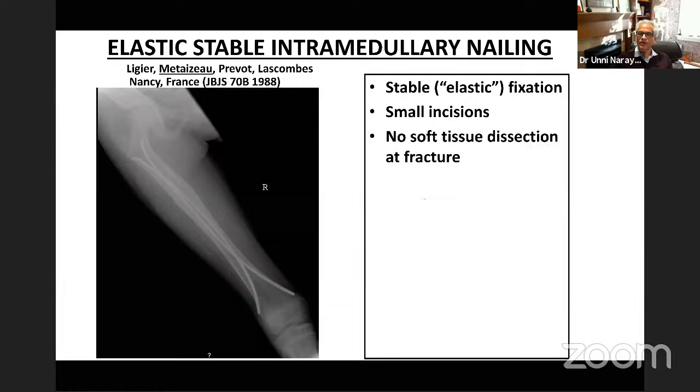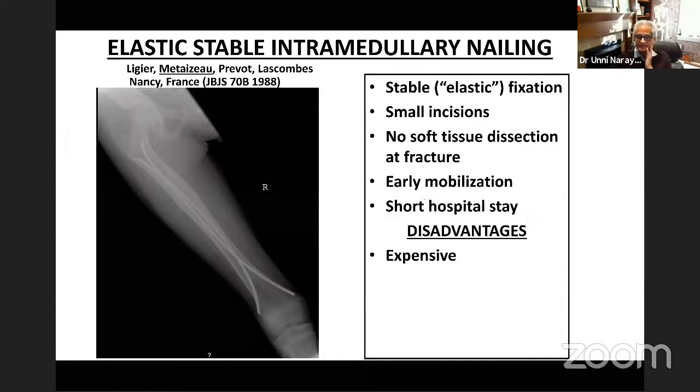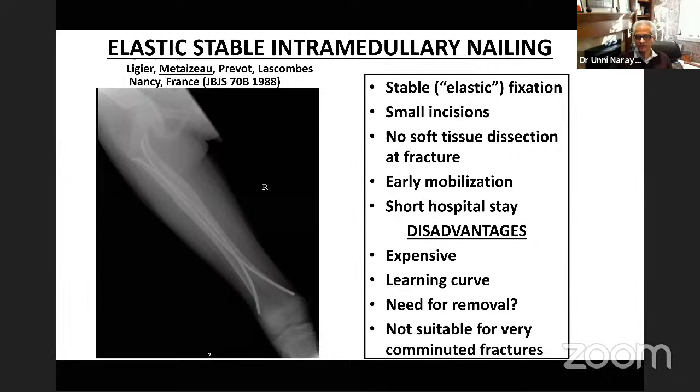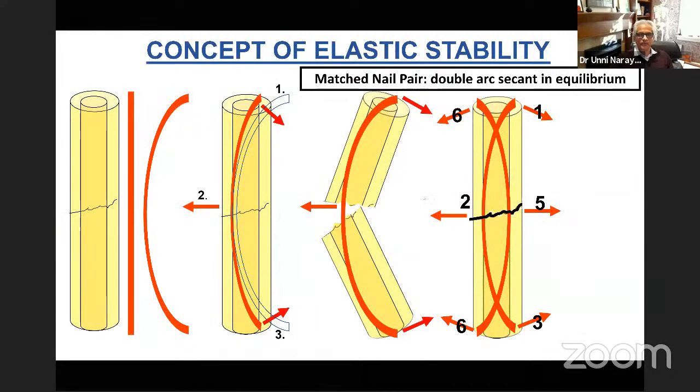The advantages are small incisions, very little or no soft tissue dissection, early mobilization, short hospital stay. The disadvantages are they're relatively expensive. There's a learning curve, especially about understanding the principles that are greatly misunderstood. And the question is, do these routinely need removal, which would be a second operation, which is of course inconvenient. And it may not be suitable for very comminuted fractures. So the principles are important to really understand.